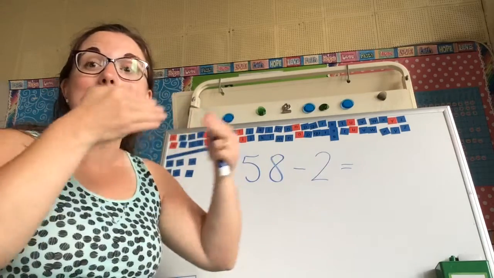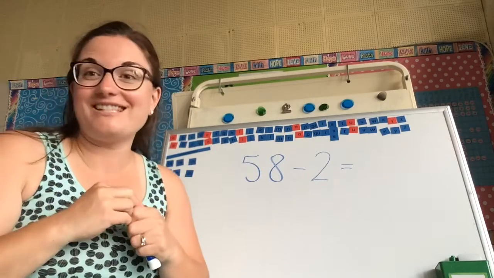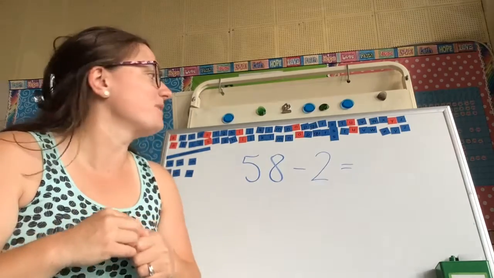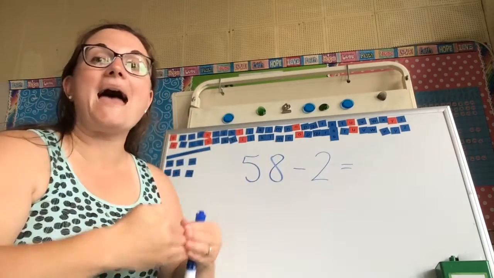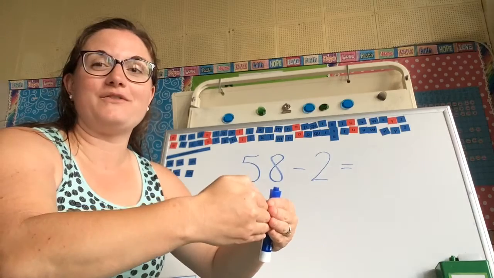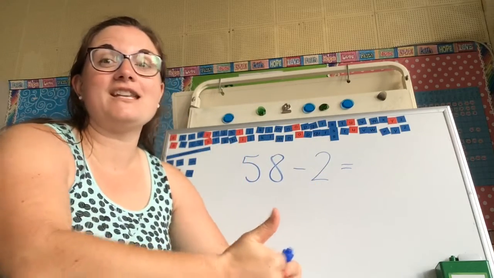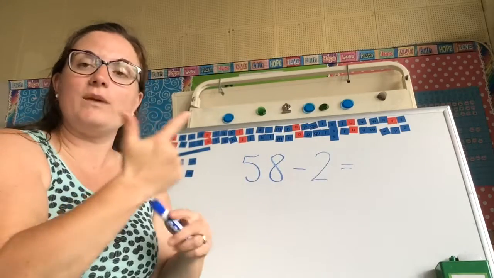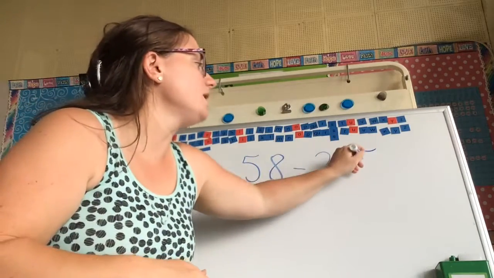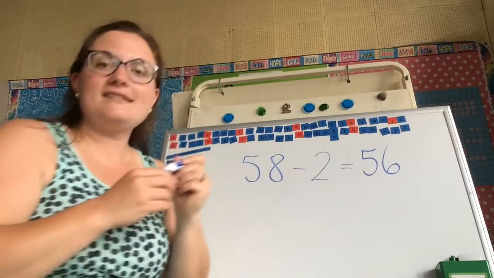Well, we can count backwards too. We've done lots of that with our math games in the classroom. So if we start at 58, let's count back. Okay, what comes before 58? 57, and let's count back another one, 56. So we can count back too, and we would get 56.